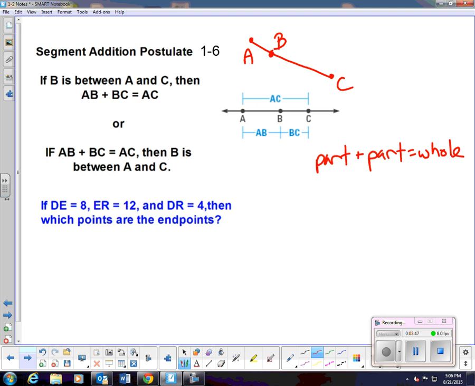So if you look here, we have DE is 8. So I got DE equals 8. I got ER equals 12. And I've got DR equals 4. So these are all distances. And I know that 2 distances have to add up to equal 1.